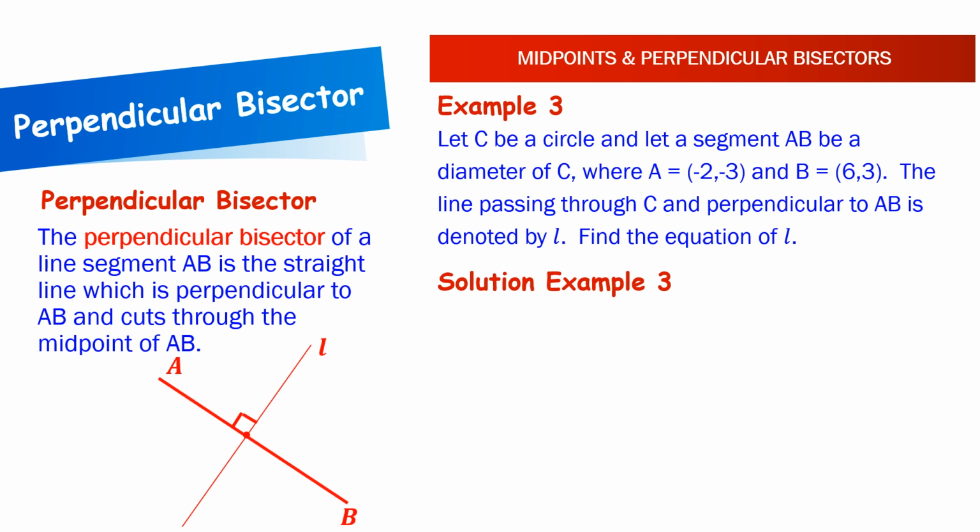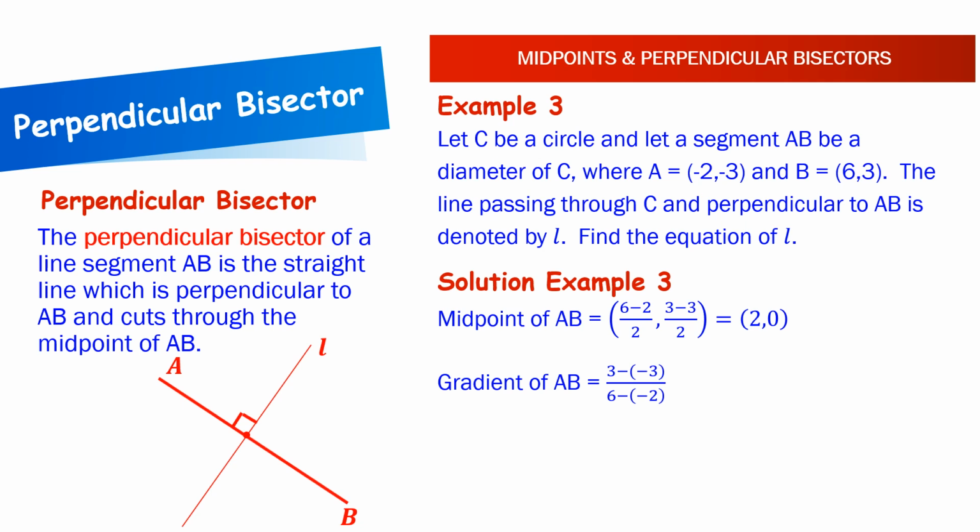So let's solve this. The midpoint of AB equals ((6 + -2)/2, (3 + -3)/2). This is, of course, (6 - 2)/2 and (3 - 3)/2. So we have that the midpoint of AB equals (2, 0).